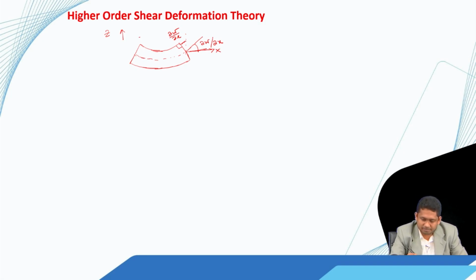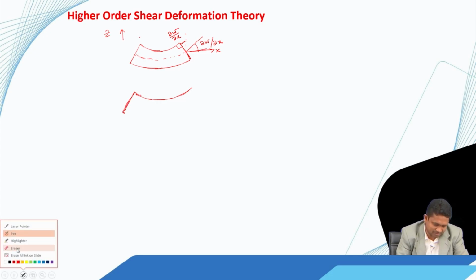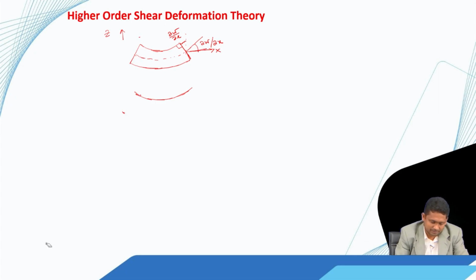Now, here this plane which was initially plane before bending remains plane after bending also. Then our next development was that it still remains plane after bending, but that angle 90 degree is not preserved. So, it can change to something else. That brings us one more variable in our solution. So, a bend shape can look like this.